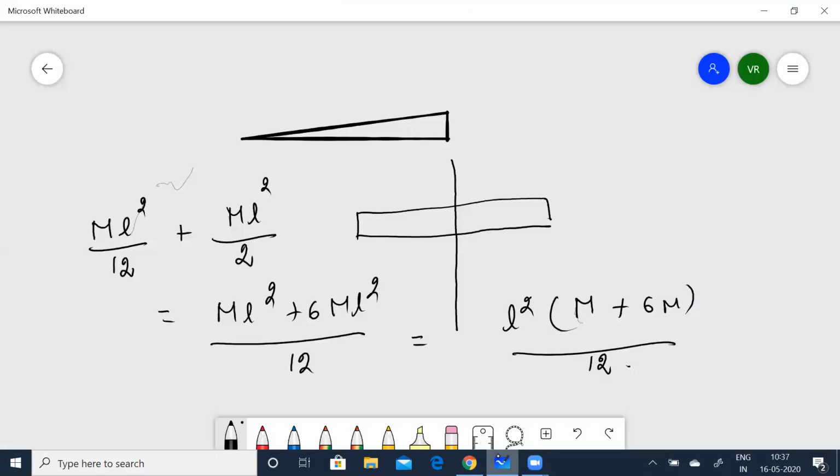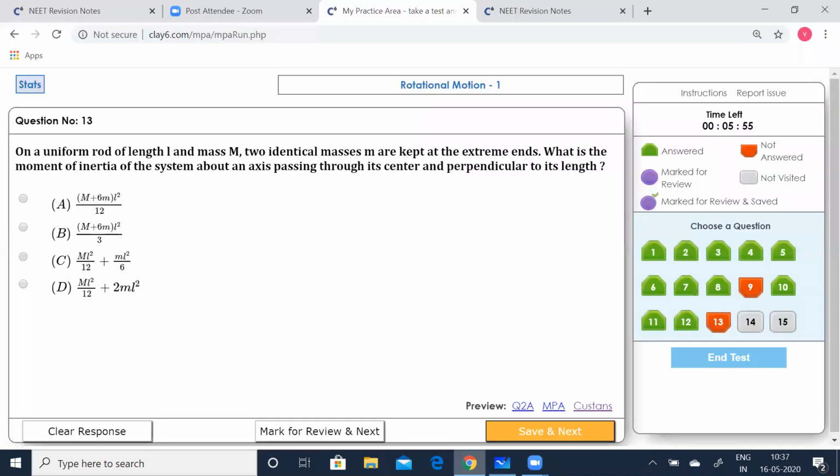I should have marked it as small m. Yeah, this should have been small m. Just a second, children. By mistake, I put both as capital M. So 6 m plus M times L squared by 12. So you can see first option is correct.